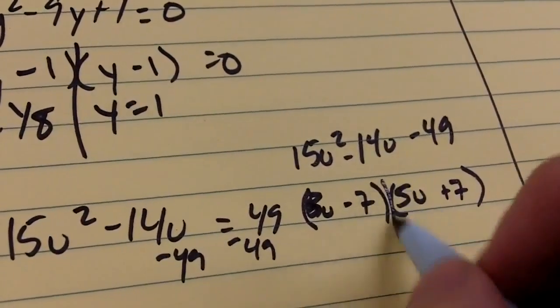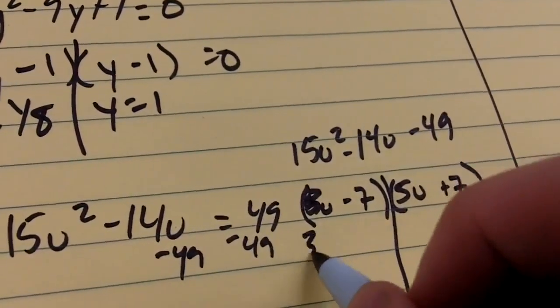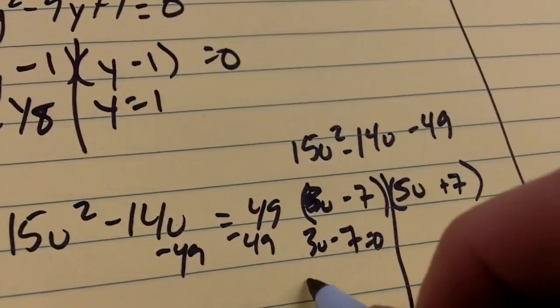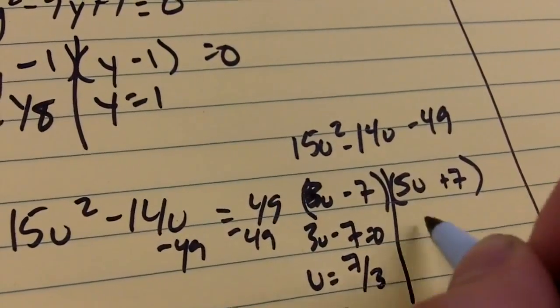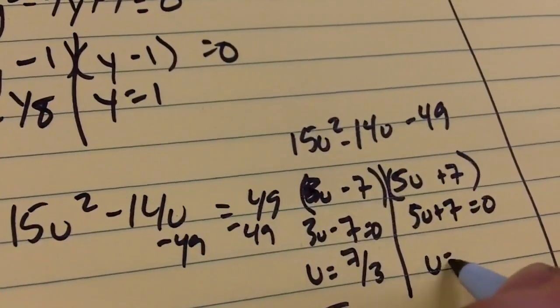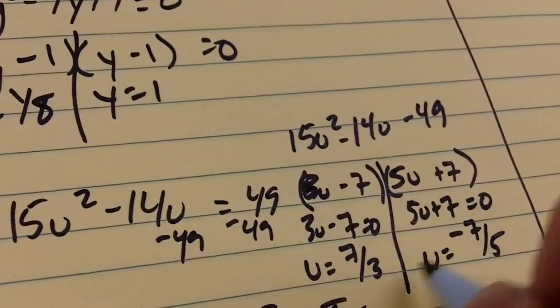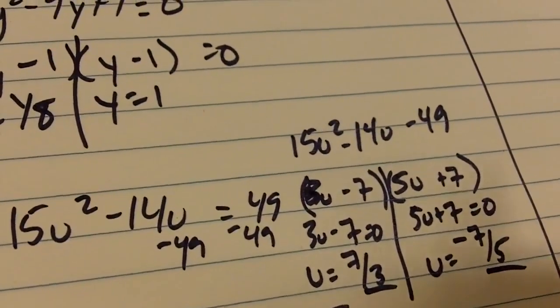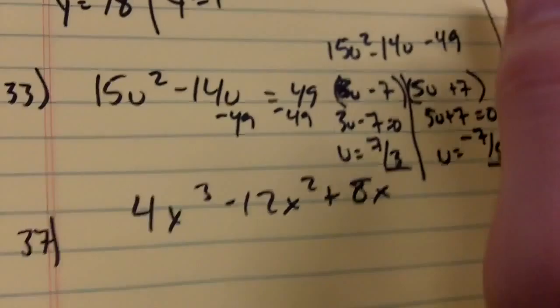So here are my factored solutions. 3u minus 7 equals 0, which means u equals 7/3. Here, 5u plus 7 equals 0, which means u equals negative 7/5. And there's my two solutions. Let's go try number 37.